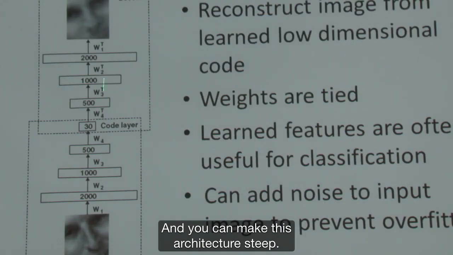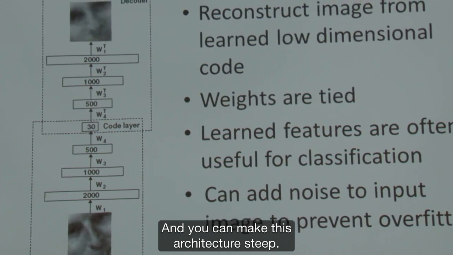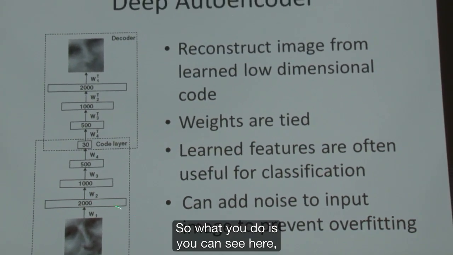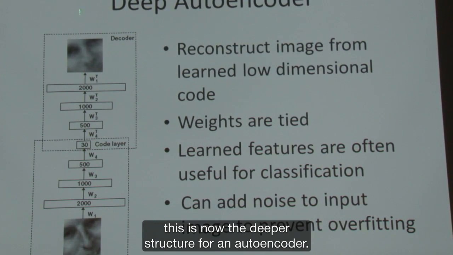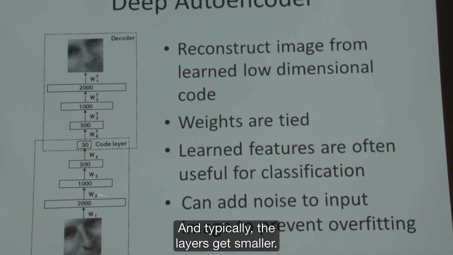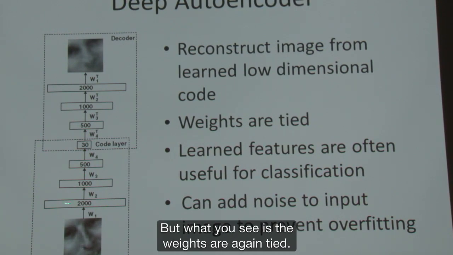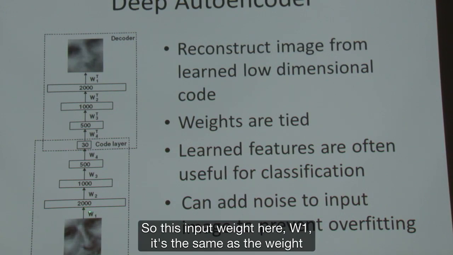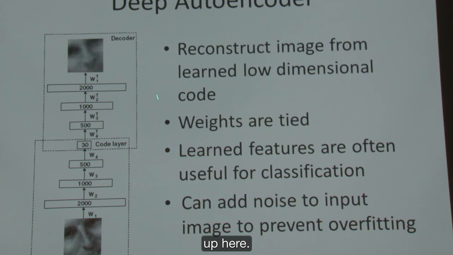And you can make these architectures deep. Of course, it's deep learning. So what you can see here is the deeper structure for an autoencoder. And typically, the layers get smaller. If you do denoising autoencoders, they might all have the same size. But what you see is the weights are again tied. So this input weight here, W1, is the same as the weight up here. So you can tie these weights.